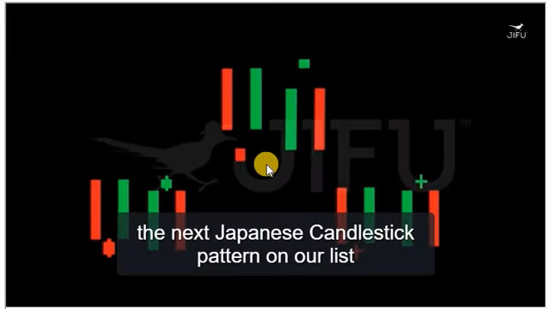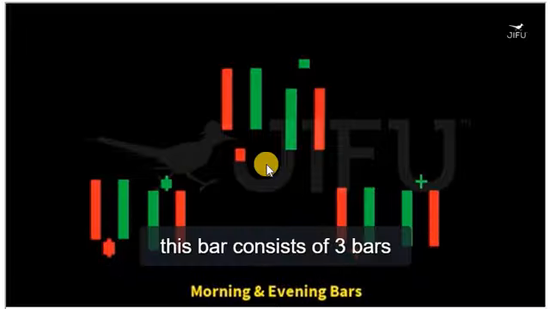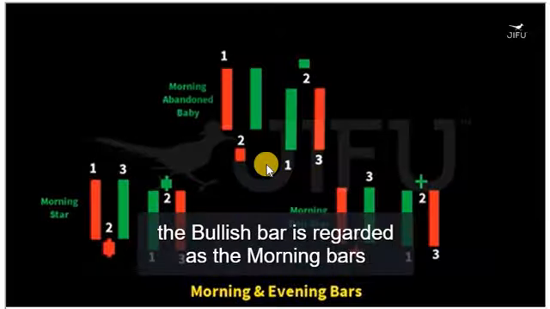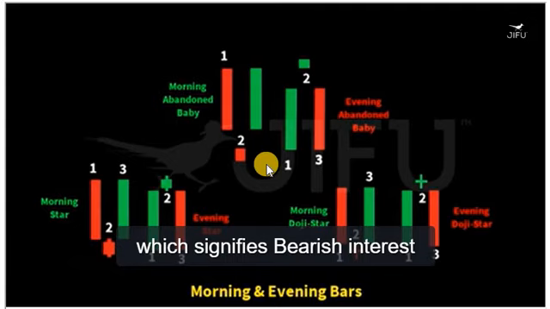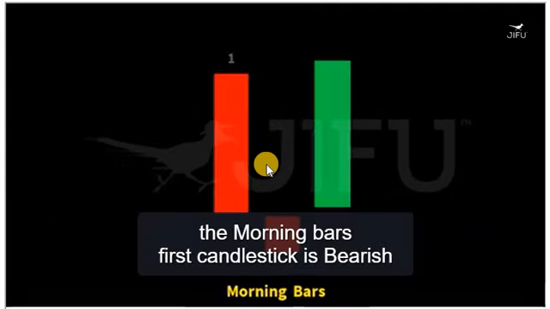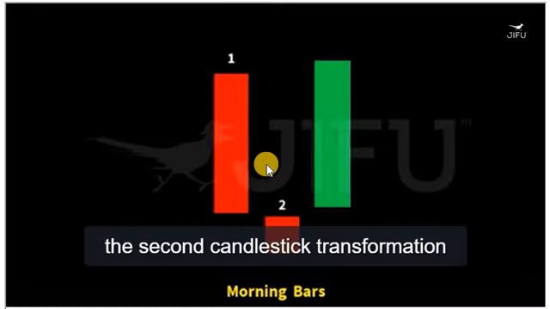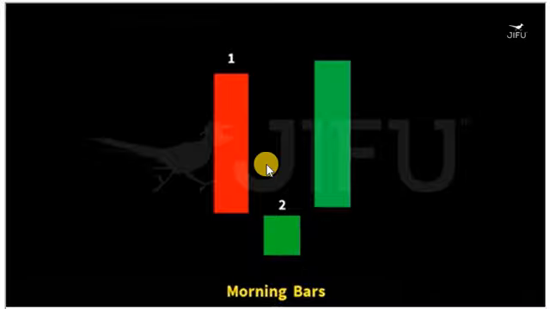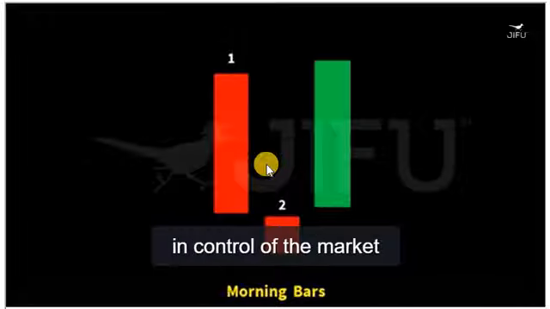The next Japanese candlestick pattern on our list is the morning and evening bars. This bar consists of 3 bars. The bullish bar is regarded as the morning bars, while the opposite is the evening bars, which signifies bearish interest. The morning bar's first candlestick is bearish, which indicates the sellers are still dominating the market. The second candlestick transformation can be a bearish or bullish candle but with a low volume. This signals the sellers are still active, but with a weak interest in control of the market.